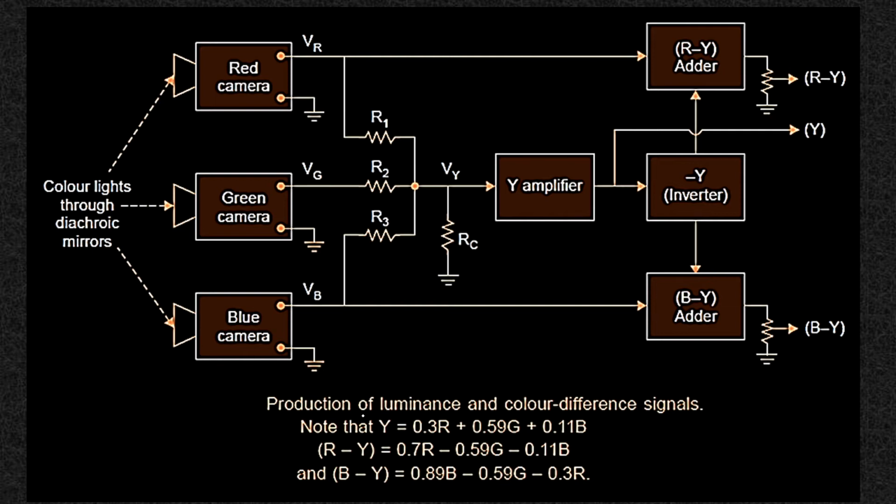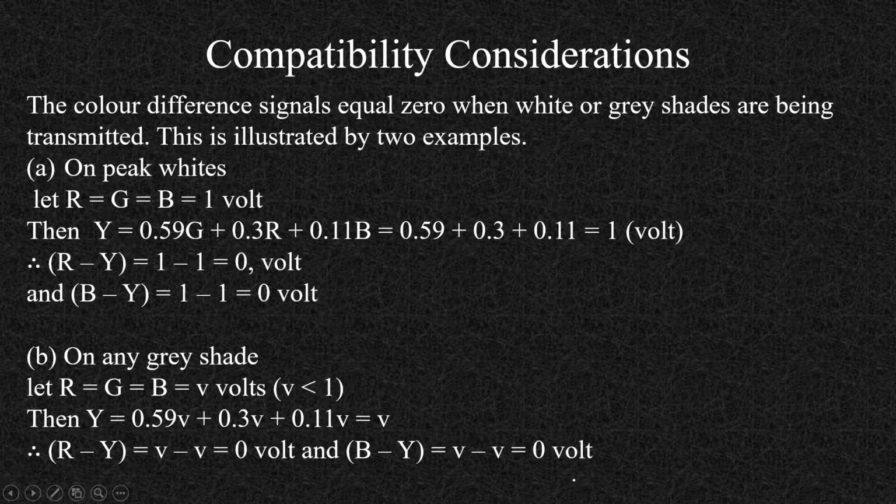So we have seen the production of luminance and then the color difference signals. If Y is equal to 0.3R, 0.59G, 0.11B, then R minus Y will become 0.7R minus 0.59G minus 0.11B, and B minus Y is nothing but 0.89B minus 0.59G minus 0.3R. So this is the generation.